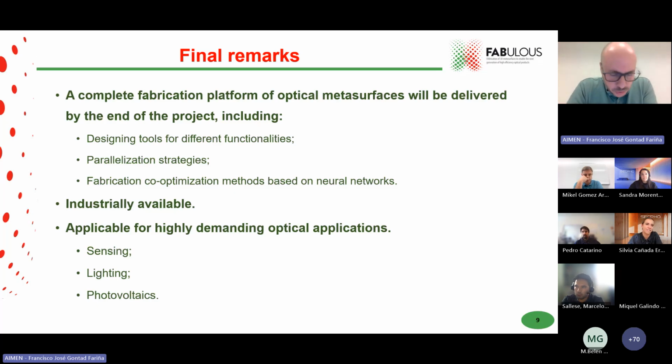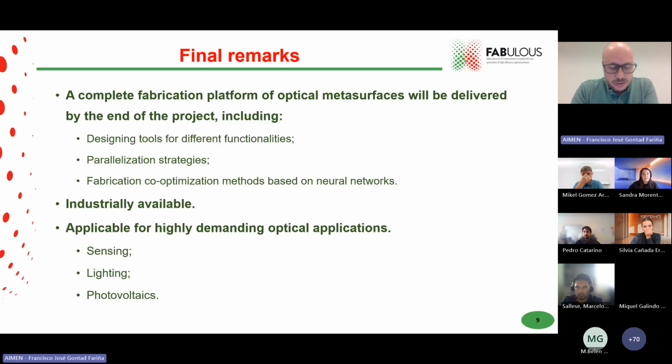As a final remark, the message I wanted to give you is the fact that we are developing a complete fabrication platform, coming from the design point of view, developing simulation and optimization tools that help us develop the manufacturing process. And those strategies, together with the parallelization techniques, allow us to produce, as we observe, very good resolutions and very high throughputs for the fabrication of the metasurfaces. They will be industrially available.